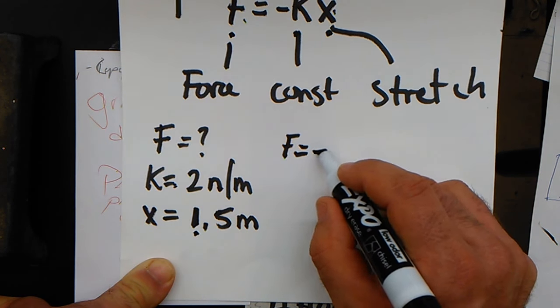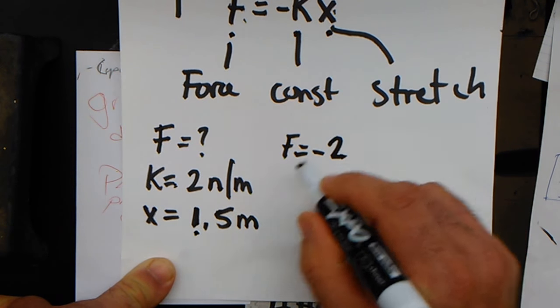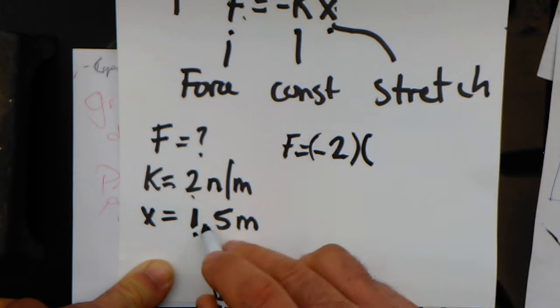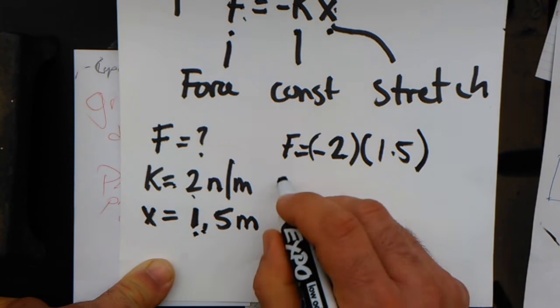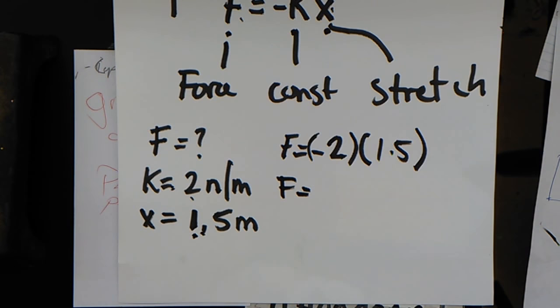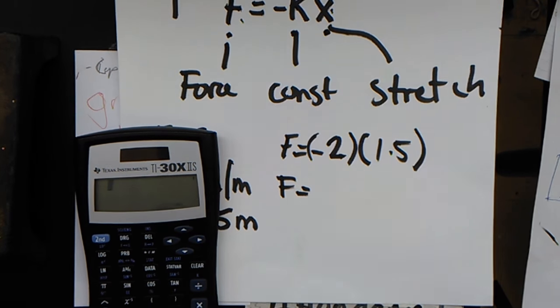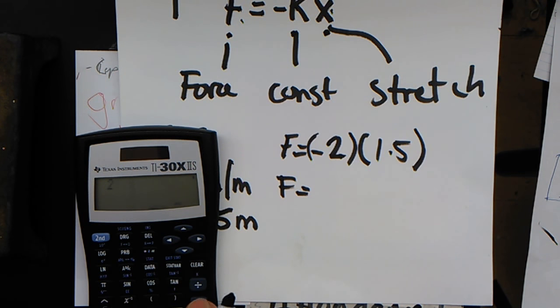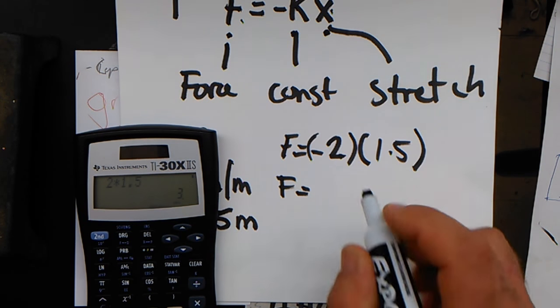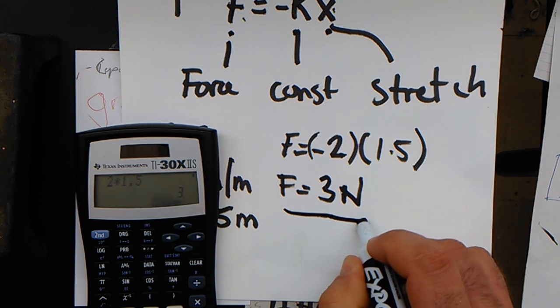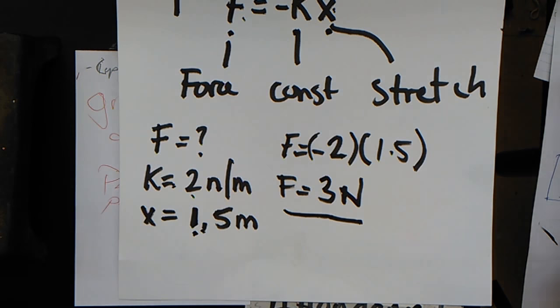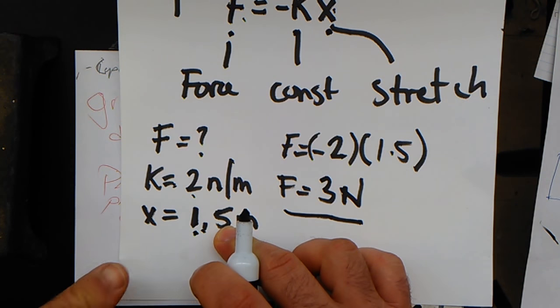Force equals negative K, there's our 2, times X, 1.5, and we're going to figure out how many newtons it takes to stretch that spring a certain distance. So I'll get my calculator out very simply. I really probably don't need one, but we'll do it. 2 times 1.5 is 3 newtons of force needed to stretch that spring out 1.5 meters.